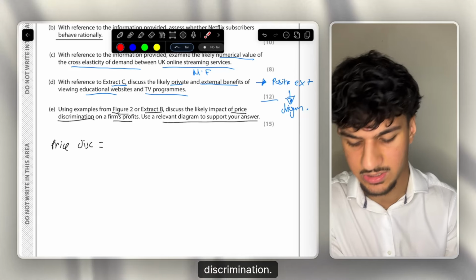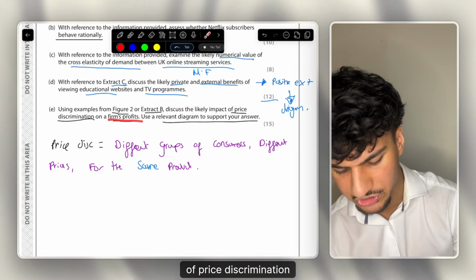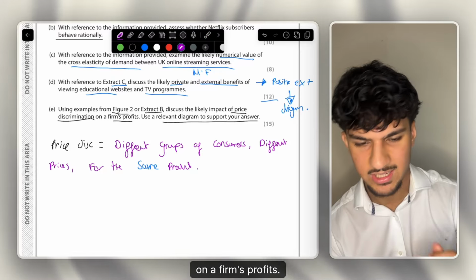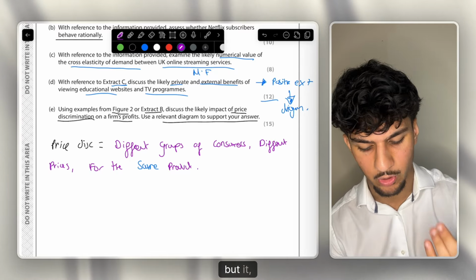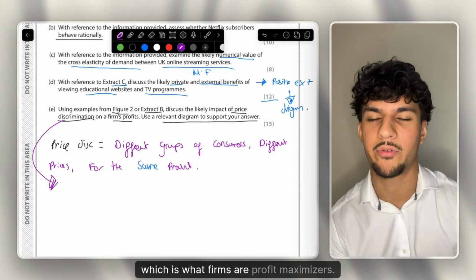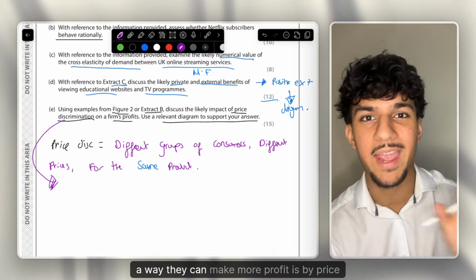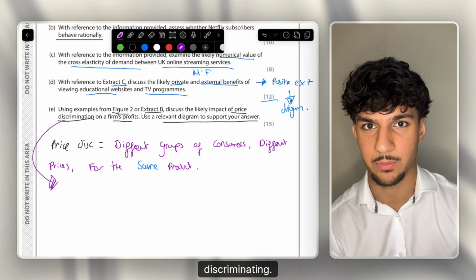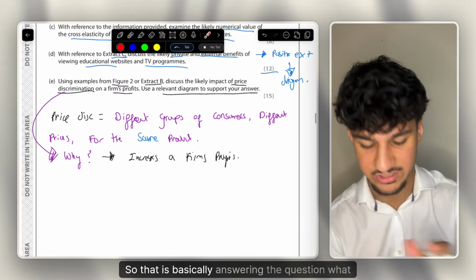of price discrimination. Now, the question is asking us, what are the impacts of price discrimination on a firm's profits? And this is, again, all economics theory, but it leads back to the classical economic assumption, which is what? Firms are profit maximizers, and a way they can further that objective, a way they can make more profit, is by price discriminating. So why do they do it? It increases the firm's profits. So that is basically answering the question.